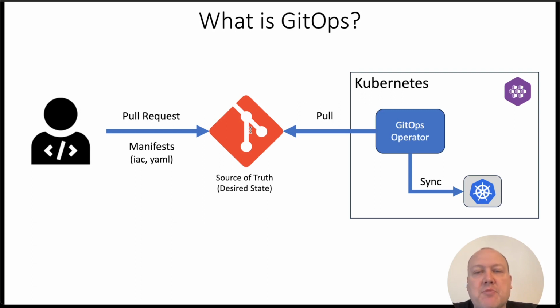Now, as opposed to a push model that only occurs a single time, in GitOps we have a pull and synchronization model. This is usually accomplished by some sort of GitOps operator, which will continually look for changes in the desired state. And if changes are detected, then those changes are applied to the deployment environment. In this case, it's our AKS cluster.